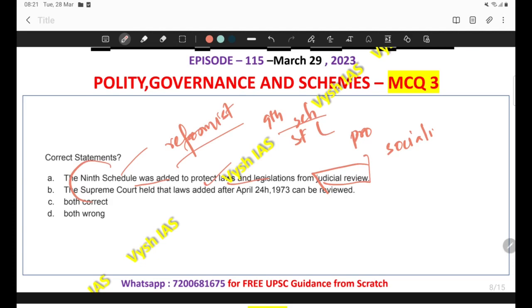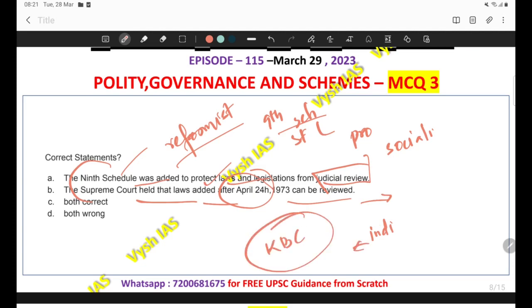So yes, the 9th schedule was added to protect laws. Whichever laws are in the 9th schedule are safeguarded from judicial review. Then, the Supreme Court held that laws added after April 24th, 1973 can be reviewed. This is an indirect way of asking the verdict of the famous Keshavananda Bharati case. This case is very, very important. It is the bedrock of Indian polity. So please go through it very, very carefully.